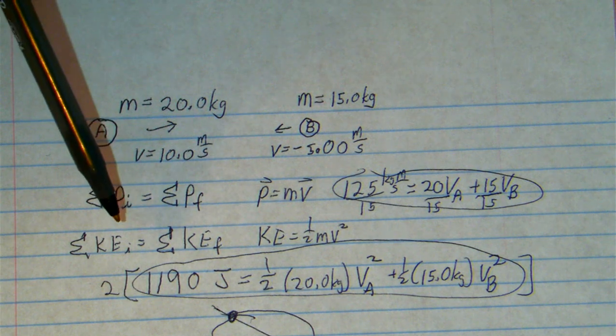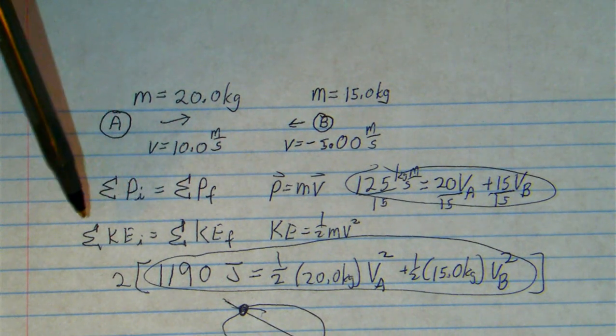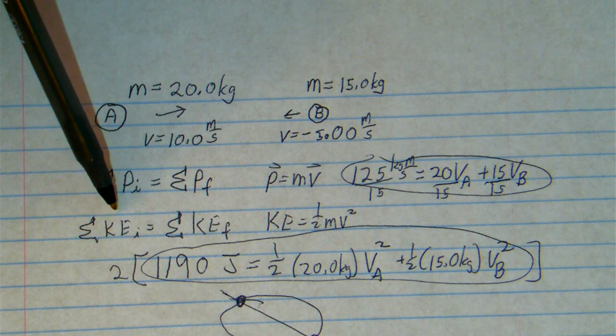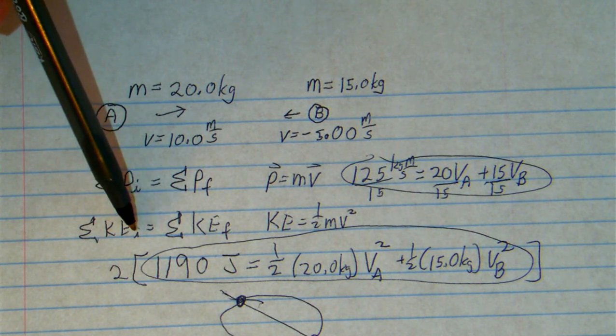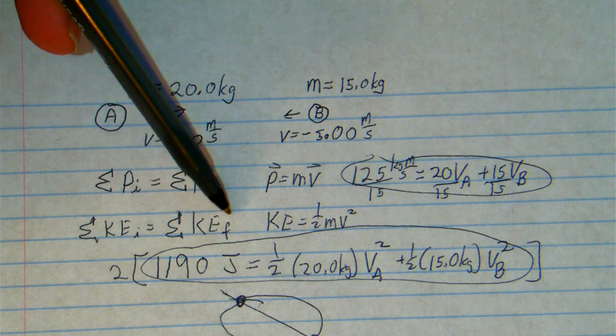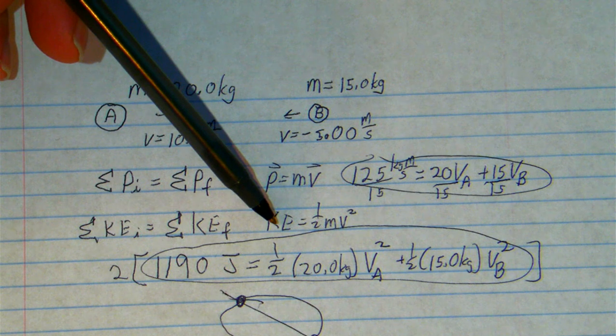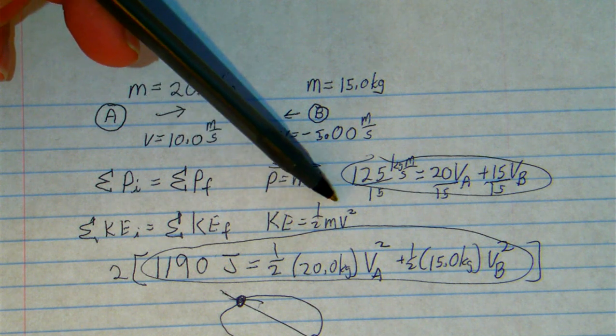The second principle that we're going to use is conservation of kinetic energy. The sum of all the kinetic energy before they collide is equal to the sum of all the kinetic energy after they collide. And the formula for kinetic energy is 1/2 mv squared.